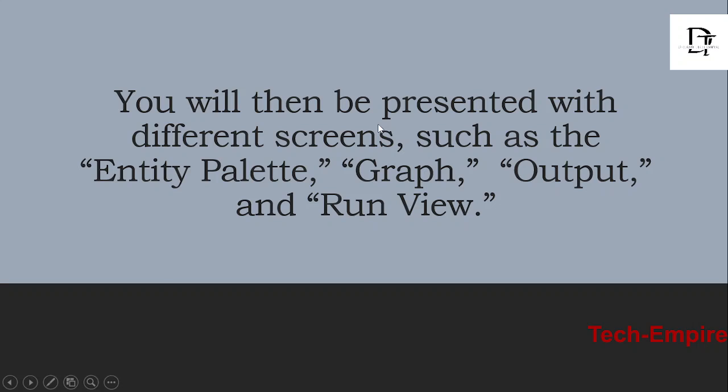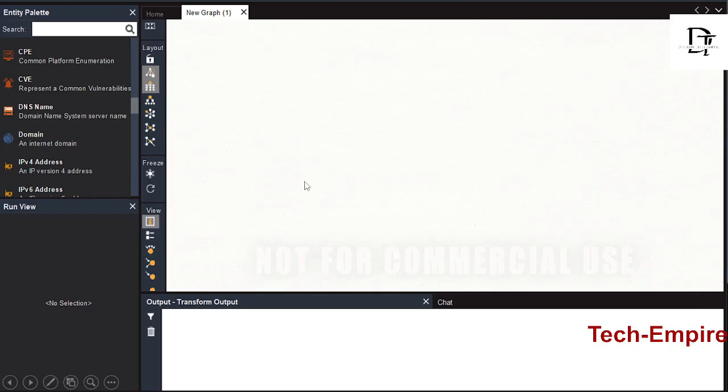Then you will be presented with different screens, such as the entity palette, the graph, the output, and run view. It depends on you. So you have all of these. It will give you a graph format if that is what you want. This is the entity palette, this is the run view, this is the graph, and this is the chart.